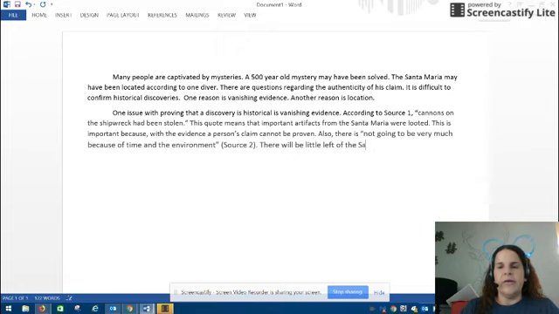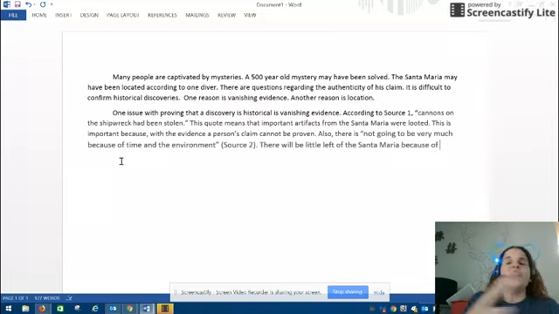Remember, that's in the article, so you should be able to spell it correctly. And it's capital because it's a proper noun. Santa Maria. There will be little left of the Santa Maria because of what? Because of time. How much time? Several hundred years. You could put because of several hundred years, or you could put after over 500 years. You could even start with after 500 years, blah blah blah. Okay, think of a different way. Don't copy mine exactly. You think of a different way.